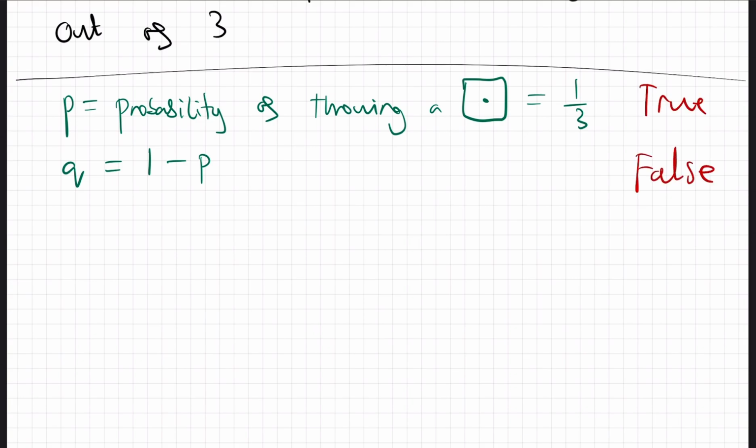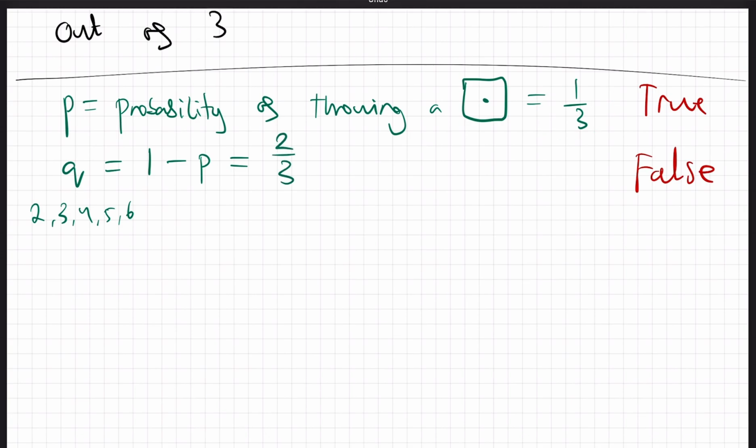So that's where the binomial comes from. It's either true or false. So q is 1 minus p, so it's basically everything else, like throwing a 2, 3, 4, 5, or 6. And this is just going to be 2/3, since p was 1/3.